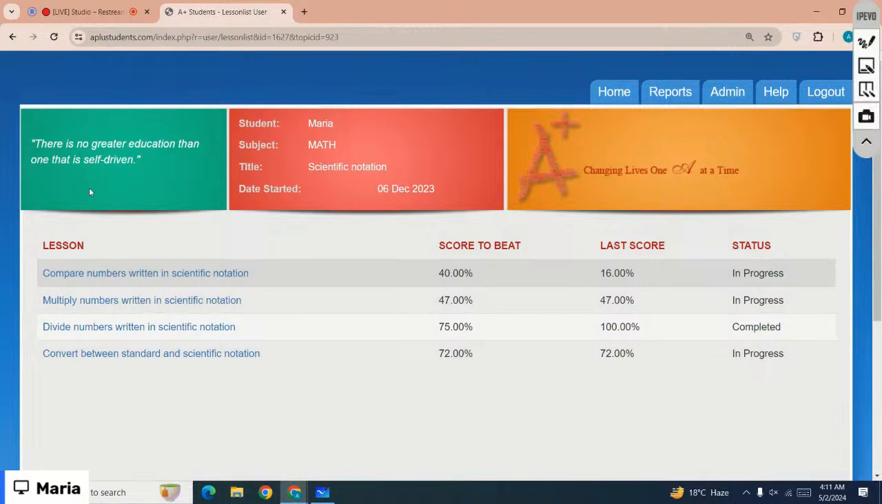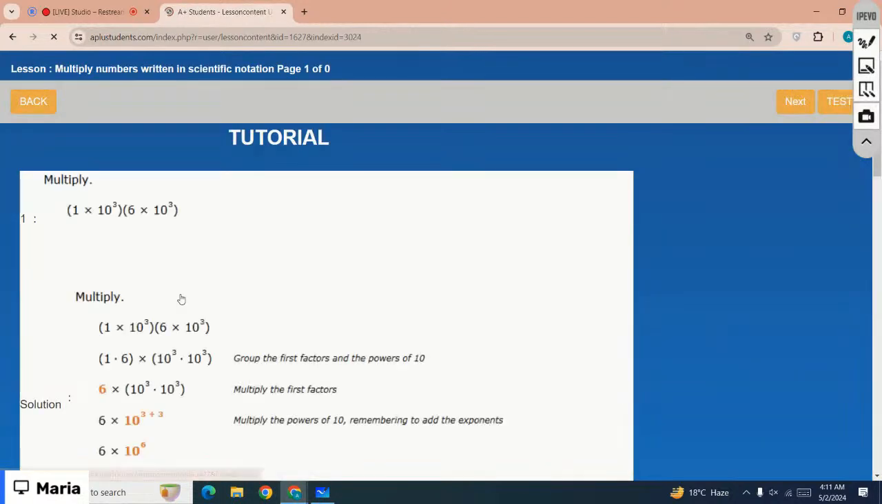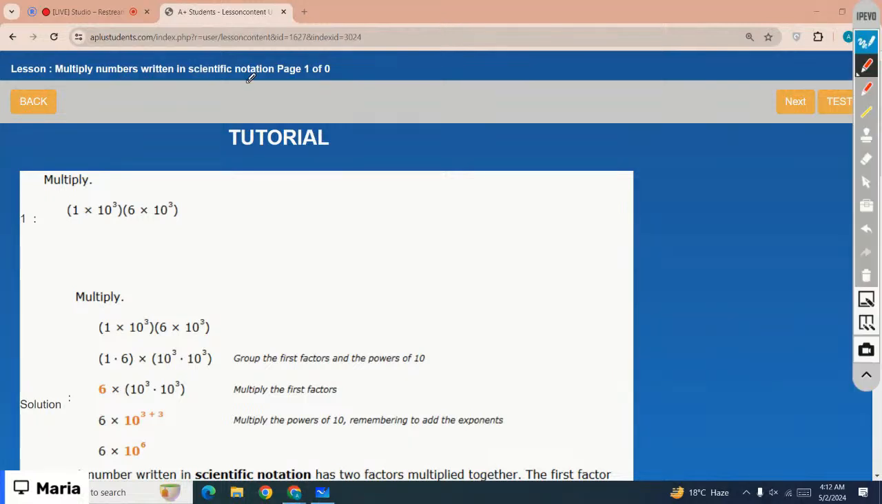The next lesson is multiply numbers written in scientific notation. So let's start with the lesson. 1 times 10 exponent 3 and 6 times 10 exponent 3. So how do we multiply? You have to multiply both the numbers and both the powers of 10, right? 1 times 6 is 6. They have the same base. Whenever you have the same bases, you have to add the exponents. So that would be 6 times 10 exponent 6, right?